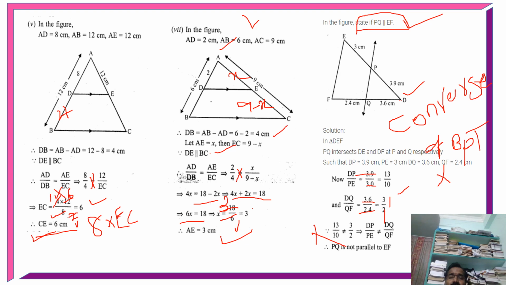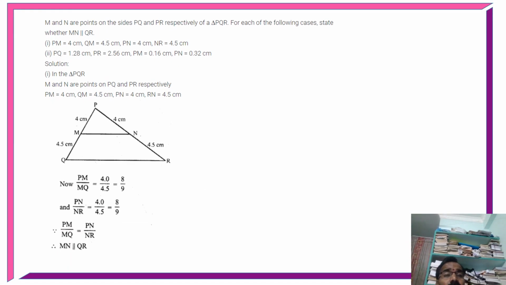Let us go to the next slide, students. Now it is given that M and N are on the sides PQ and PR of triangle PQR. For each of the following, state whether MN is parallel to QR. We have to prove parallel to QR. As we discussed earlier, if parallel is already given, to find unknown values we use BPT or Thales theorem. But to prove parallel, we use the converse of Thales theorem.